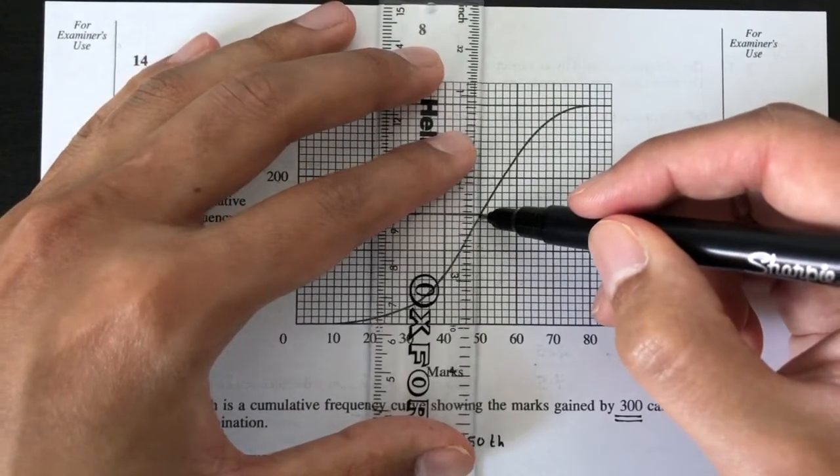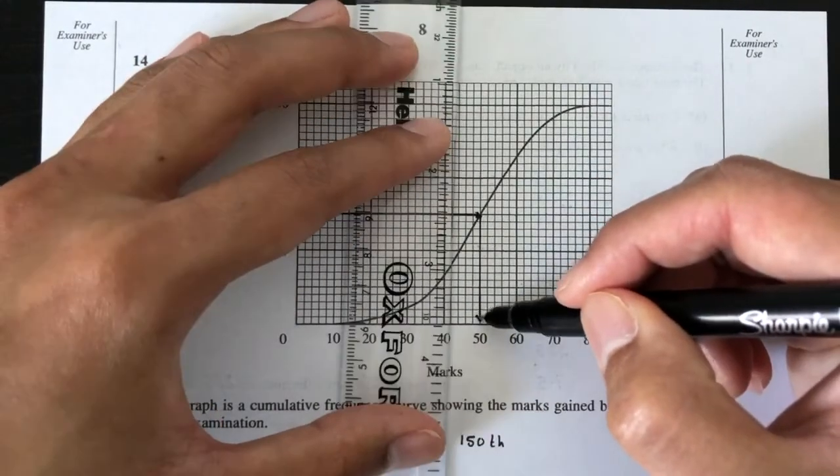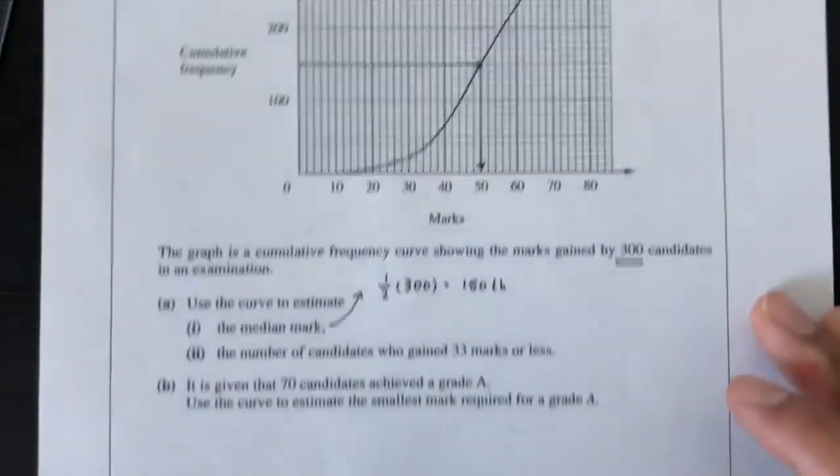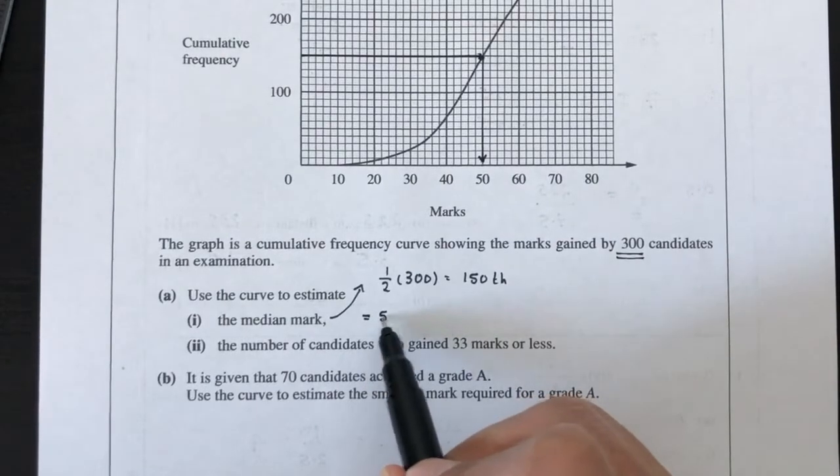So according to my graph, it is 50. So your answer is 50 marks for the first one.